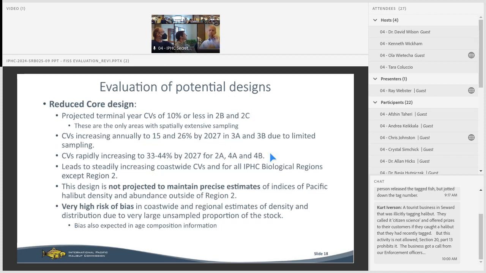The reduced core, this time we're sampling less frequently and we're constrained to where we're sampling within the core. So the CVs start increasing in core areas, except for 2B and 2C, where coverage still remains really high. We now have increasing bias concerns within the core of the stock as well, particularly region 3.